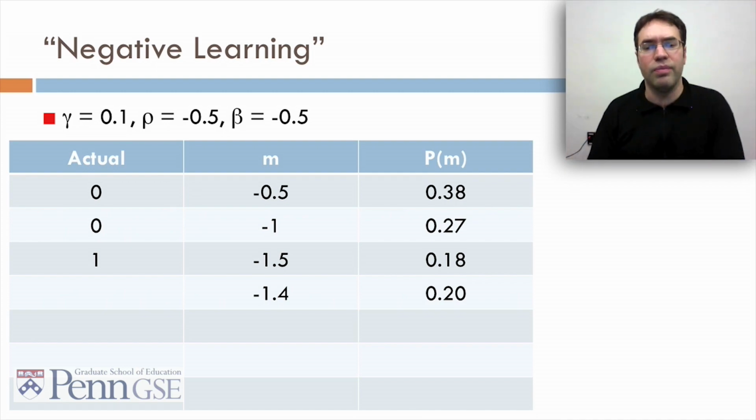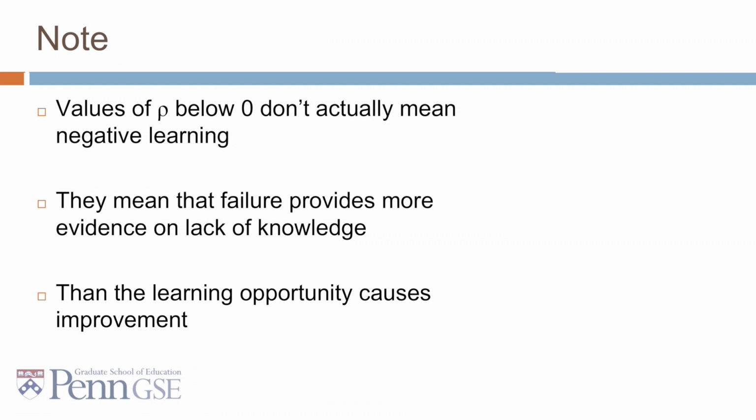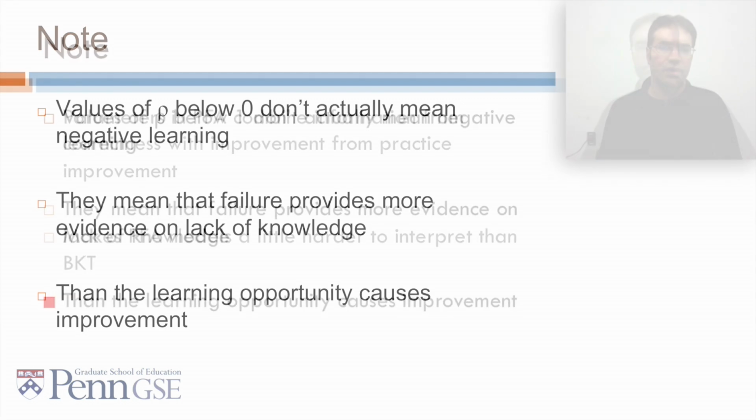There's not negative learning in BKT. Now it's worth noting, values of rho below 0 don't actually mean negative learning. They don't mean that having more practice makes you worse. They mean that failure provides more evidence on lack of knowledge than the learning opportunity causes improvement. Very similar, not quite the same thing.